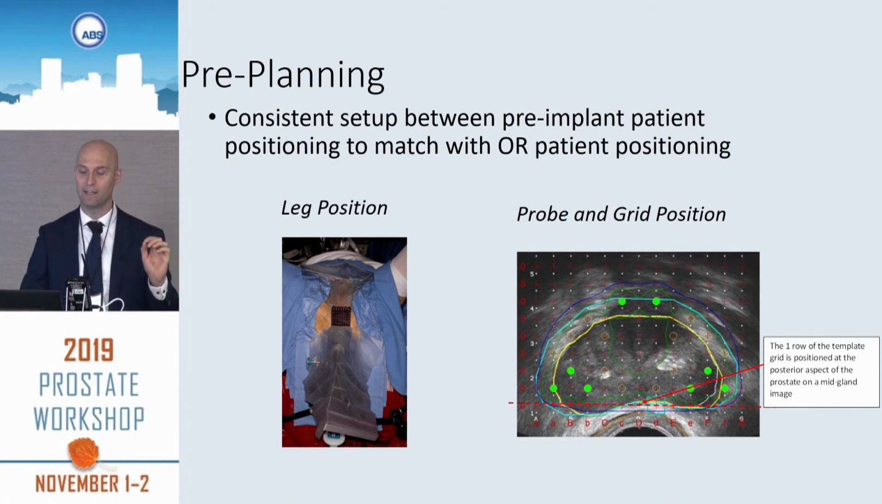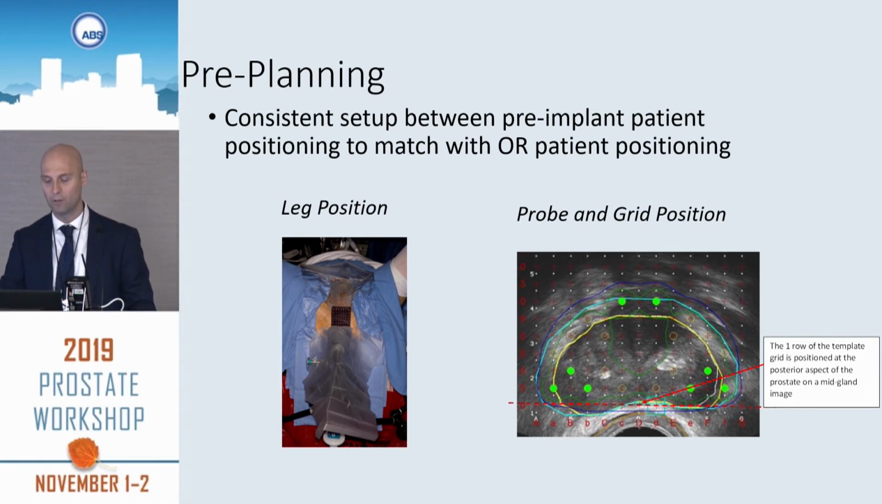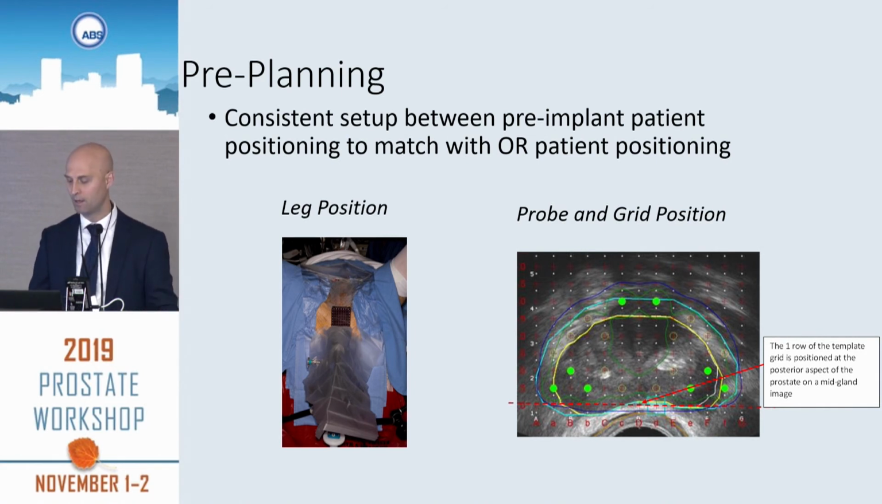So pre-planning, a consistent setup between the pre-implant positioning and the OR patient positioning is essential. And that will be the leg position, the pelvis. You want to ensure that how the hips are rolled is consistent, as well as where you position or inflate the balloon, so that in this case, you have a transrectal probe where you can insert a little bit of water, kind of move it up and down. You'll want that probe to be good and level, and we set the mid-gland base of the prostate at the 1 row. That's how we've defined it. And we do that during our pre-imaging, and we do that then in the OR so that we have a consistent setup.